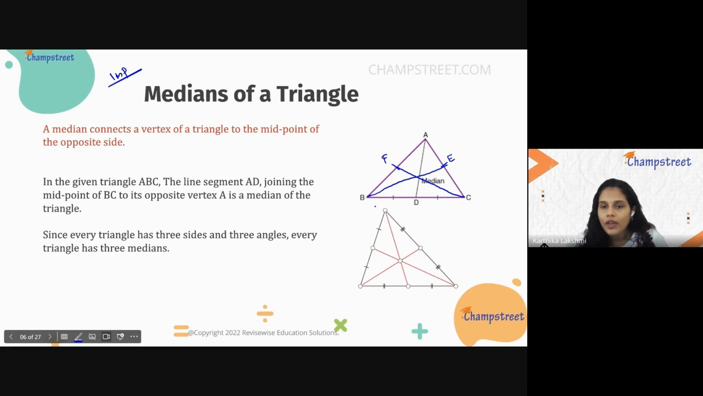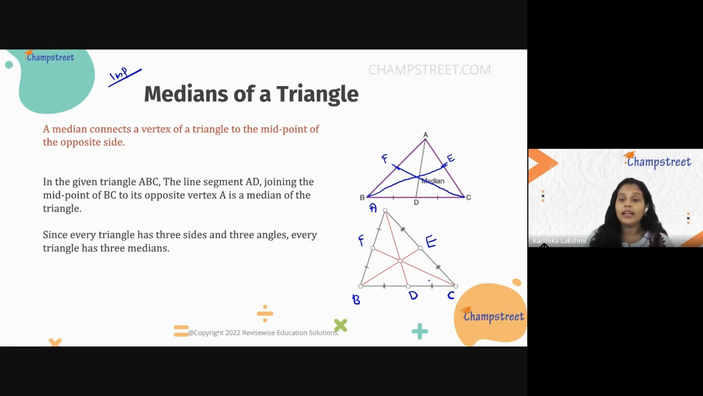Got it? So if I name it like this, A, B, C, and this is D, AD is a median. Similarly, if this is E, BE is a median, and this is F, CF is also a median. So how do we draw a median? We find the midpoint of one of the sides and join it to the opposite vertex. We will get a median. For a triangle, there are three medians. We can draw it like this.